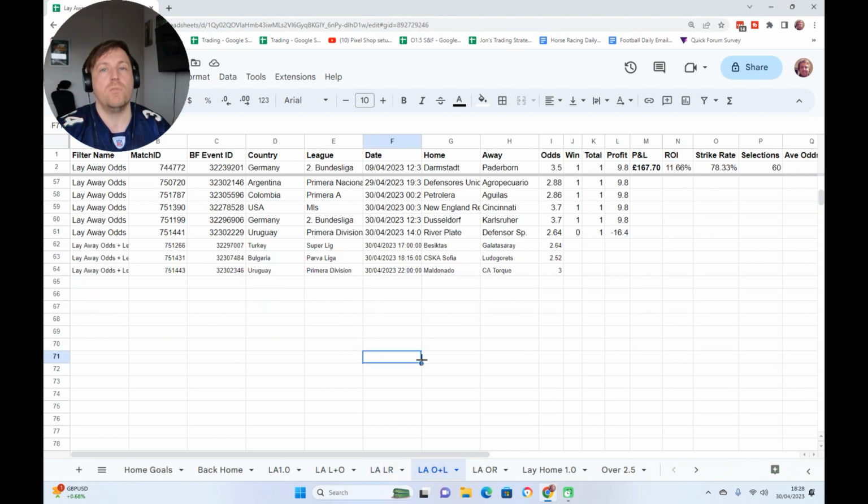And then the next one was odds. First, I removed the games that didn't fit the right odds range. Then I looked at which leagues weren't working within that odds range. Again, £167 profit, still good, but not as good as the original. 11.66% ROI. So that's actually the highest ROI we've had.